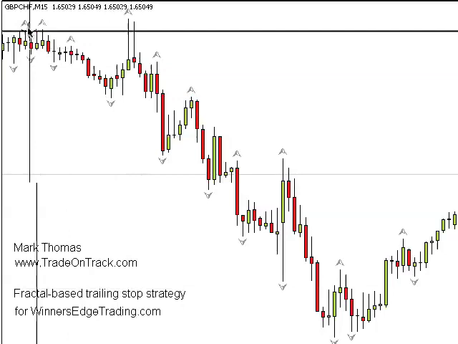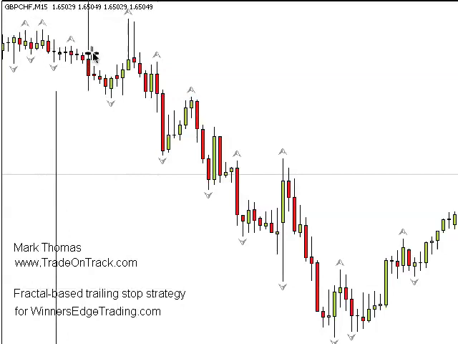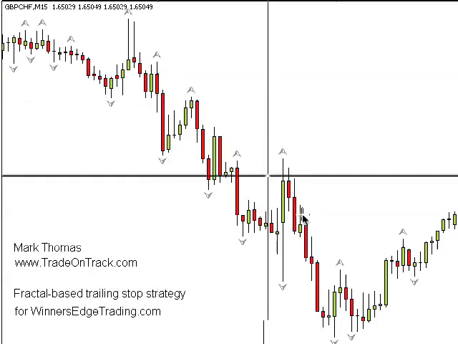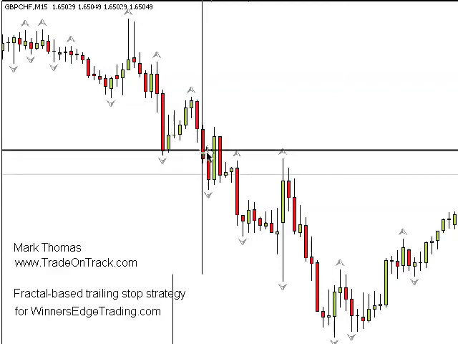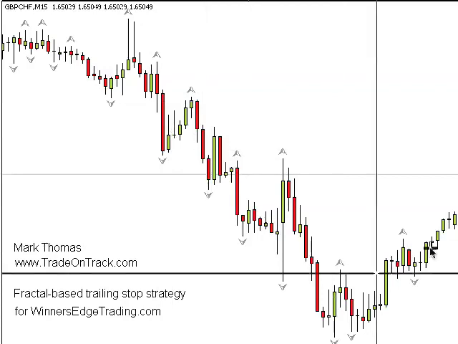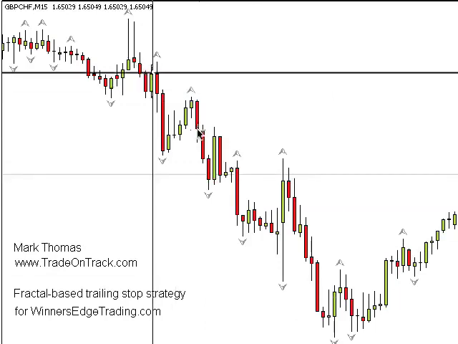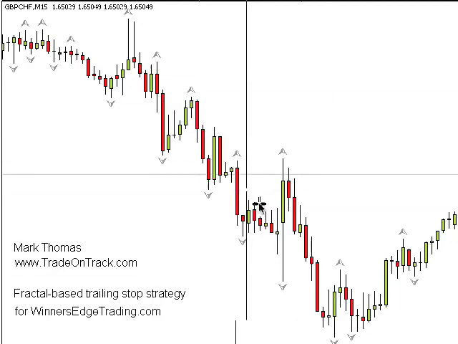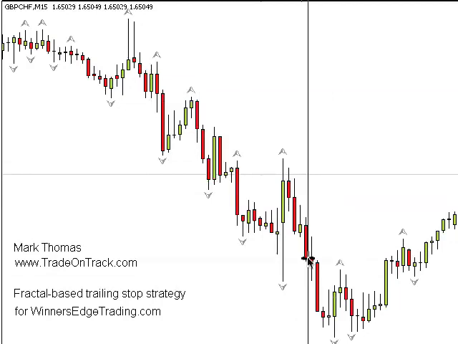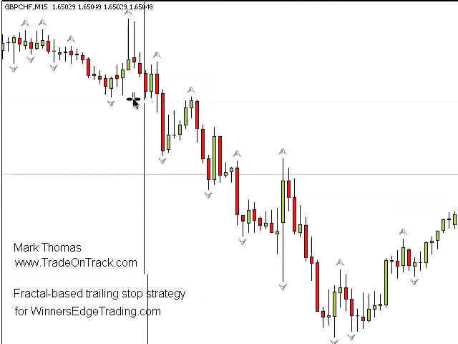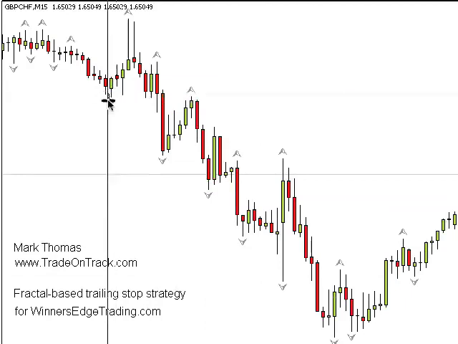Now in this example we're looking at the pound chief 15-minute chart over the last day or so. This is on Friday, and this is where we finished up on Friday night or Saturday morning my time, and we had a nice down move here where we could have caught quite a few pips. So we're going to take this as an example.